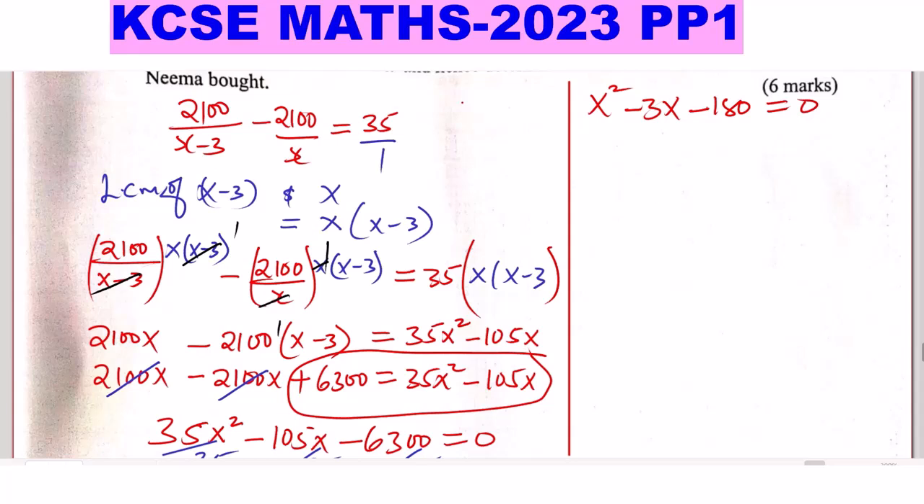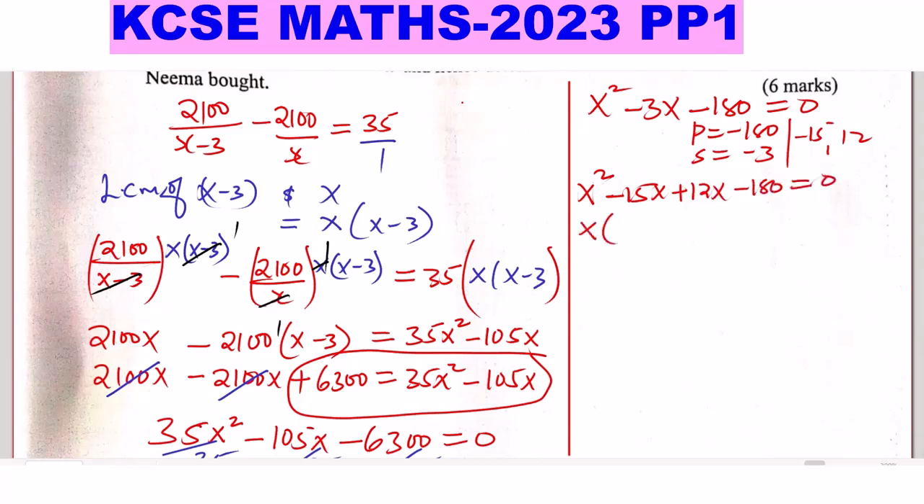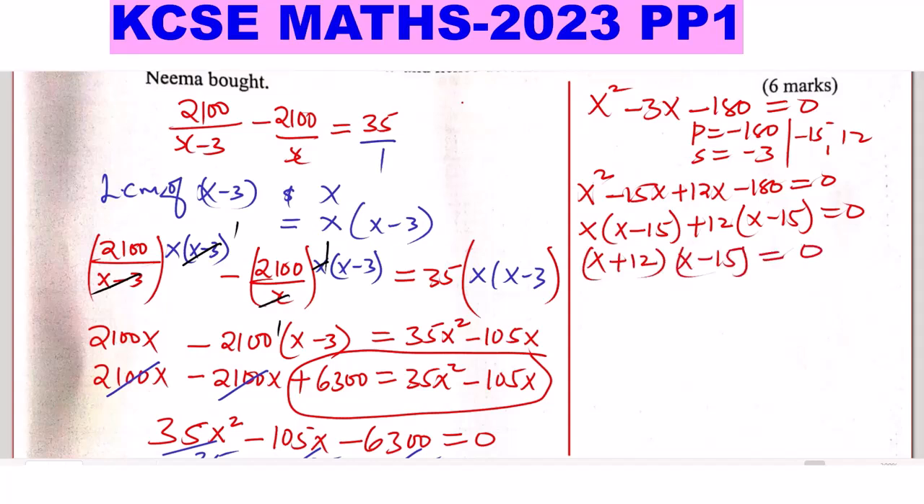Let me use factorization. Look for two numbers whose product is negative 180 and sum is equal to negative 3. The numbers are negative 15 and 12. So write negative 3X using negative 15 and 12. So negative 3X will be given by negative 15X plus 12X minus 180 equals 0. So these factorize: X minus 15, then plus 12 times X minus 15 equals 0. So these will simplify to X plus 12 times X minus 15 equals 0.